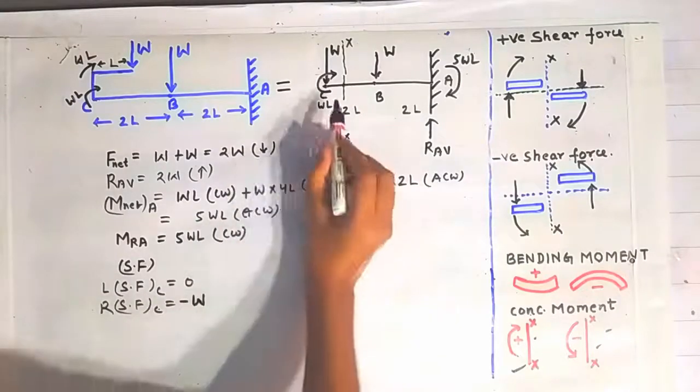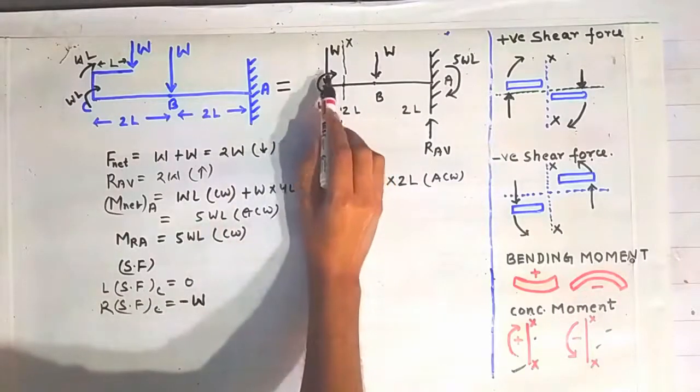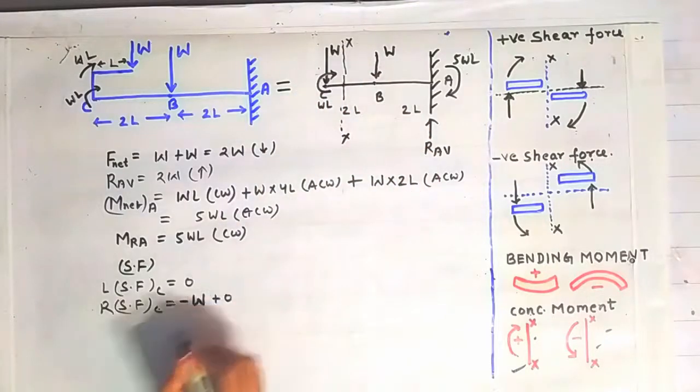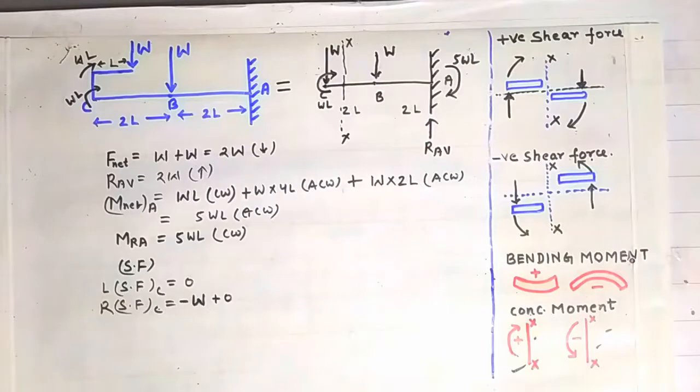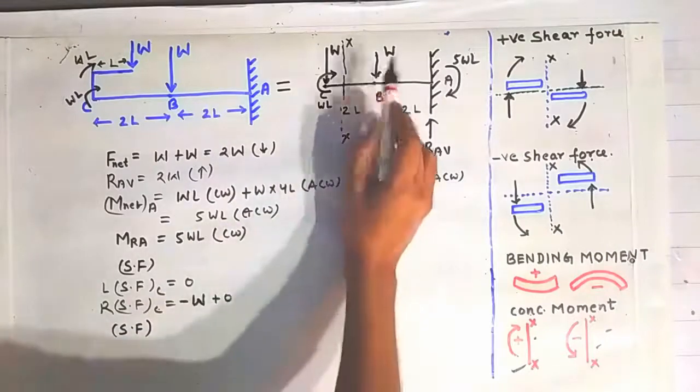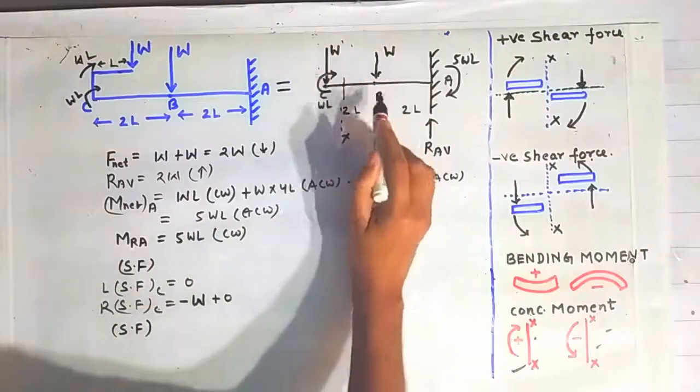Now because of this concentrated moment, there will be zero shear force at this section XX, because a concentrated moment does not contribute toward any shear force at this section XX. Now we will calculate the shear force at the point B. Because a point load is acting over the point B, you can see this.